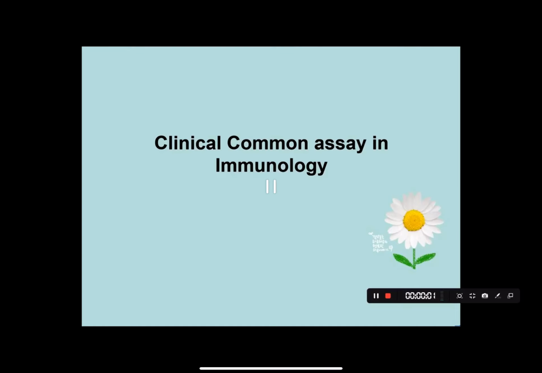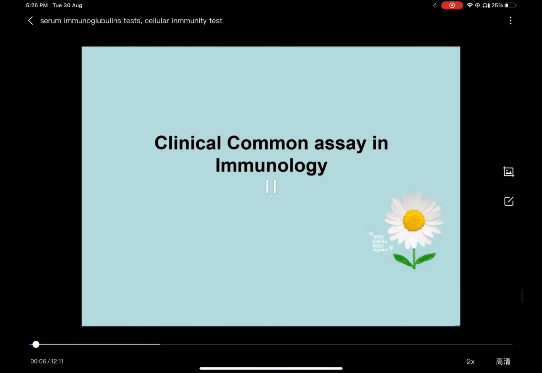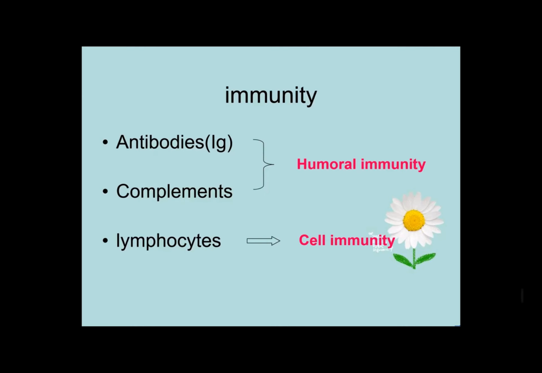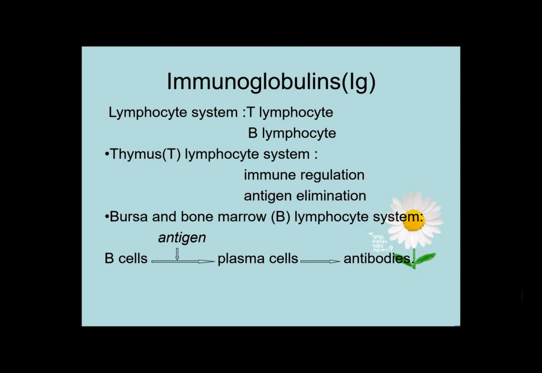The second part, we will talk about the clinical commonality in immunology. Antibody, complement, and lymphocyte can all participate in immunity, but they participate in different ways. Antibody and complement participate in humoral immunity. Lymphocyte participates in cell immunity.